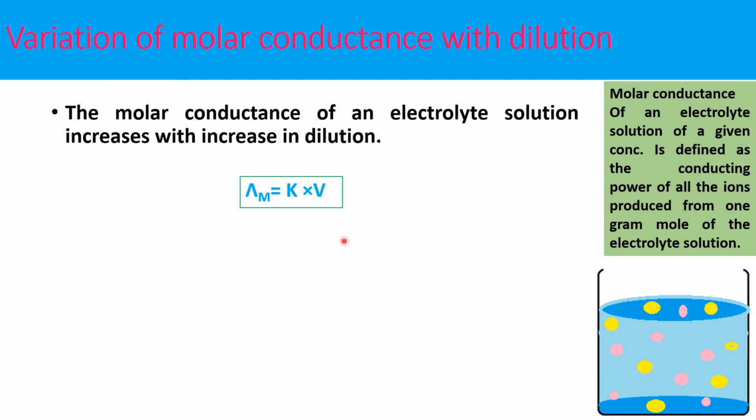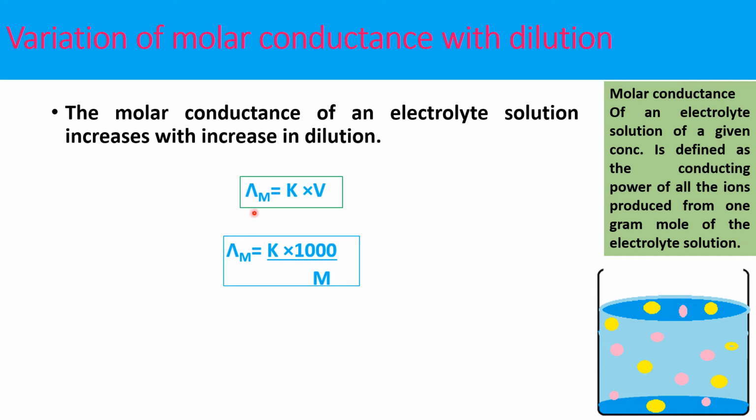Okay, it has been found that as the dilution increases, the specific conductance of the solution decreases, but it is more than compensated here by the increase in its volume on dilution. So here we are decreasing its molarity, so that lambda m increases with dilution.